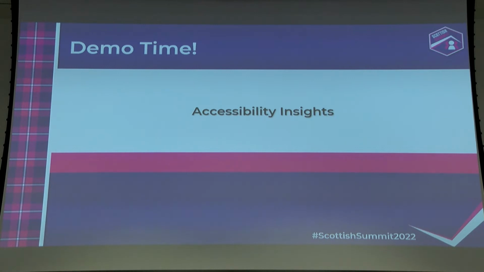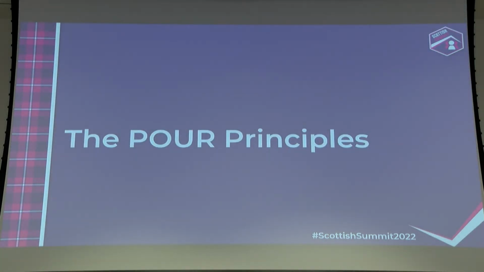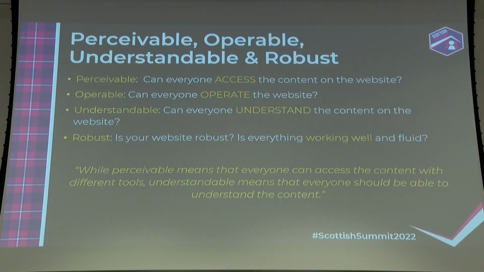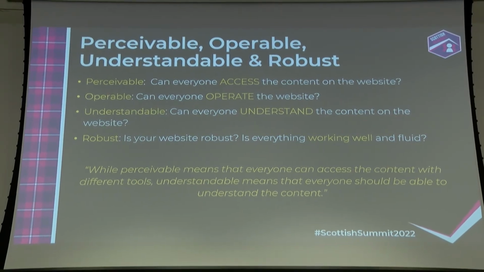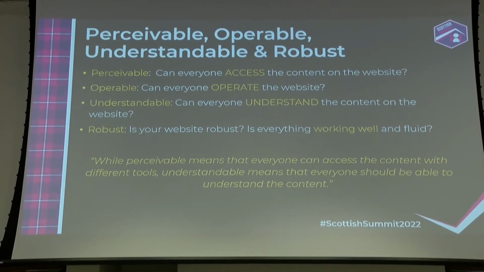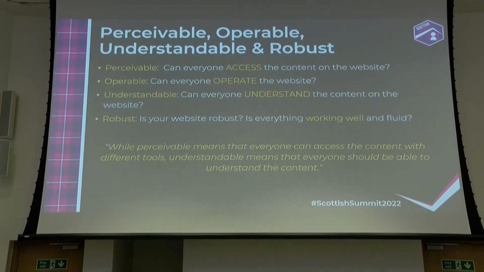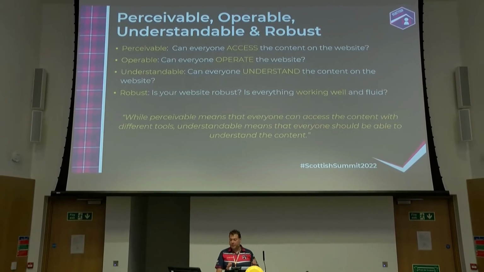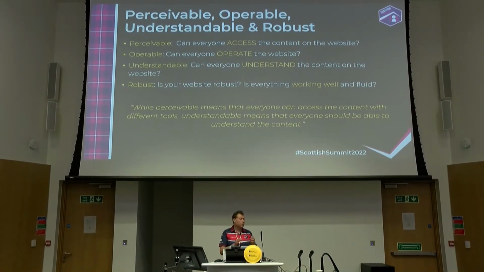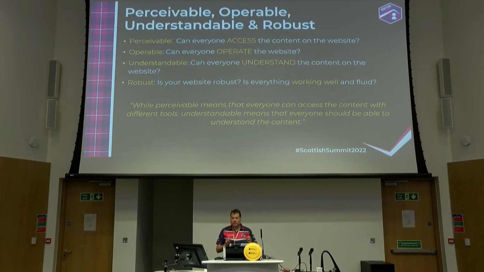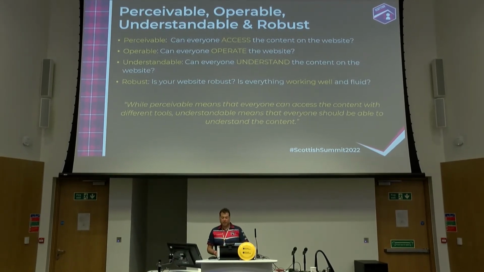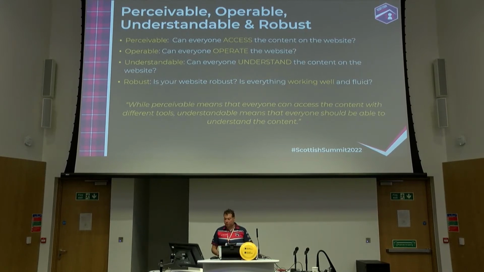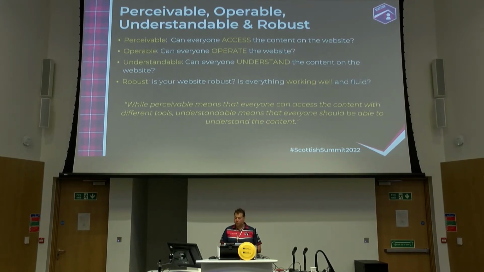So, let's continue right now with the 4 principles coming from the WCAG. And that means that the website should be perceivable, operable, understandable, and robust. And let's specify those. Perceivable: can everyone access the content on the website? Operable: can everyone operate the website? Understandable: can everyone understand the content on the website? Robust: is your website robust? Is everything working well and fluid?